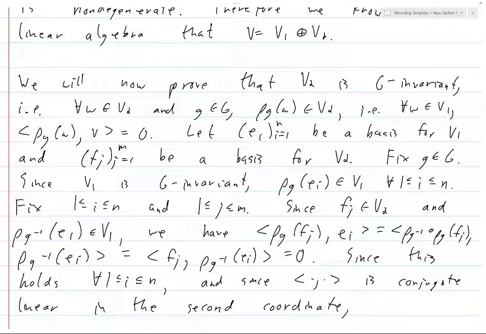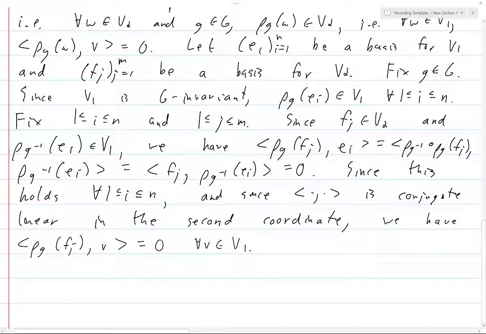So using those two facts, we have the inner product of rho_g(f_j) comma v is equal to 0 for every single v in V1. And that's because you take this element of V1 and write it as a linear combination of the e_i's. Then this is in the second coordinate, so you break up this one Hermitian inner product into a sum of a whole bunch of Hermitian inner products using conjugate linearity in that second coordinate.